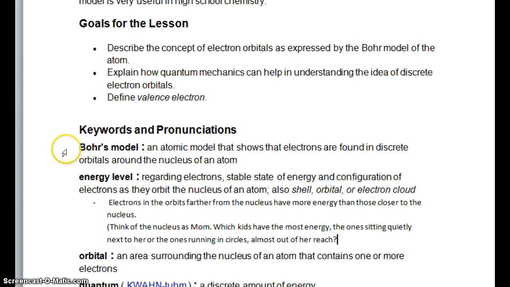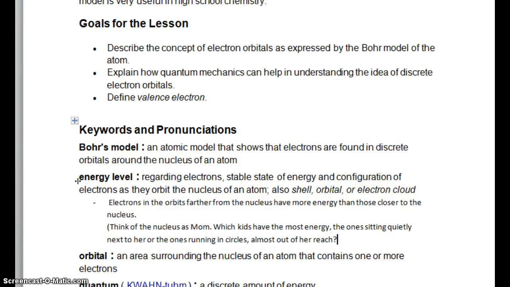All right, let's look at our notes. Bohr's model: an atomic model that shows the electrons are found in discrete orbitals around the nucleus of an atom. Orbital: an area around the nucleus of an atom that contains one or more electrons. Energy level, regarding electrons: stable state of energy and configuration of electrons as they orbit the nucleus of an atom.